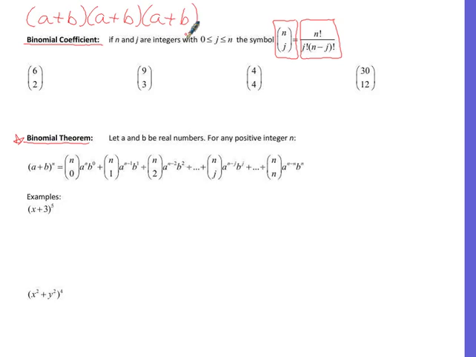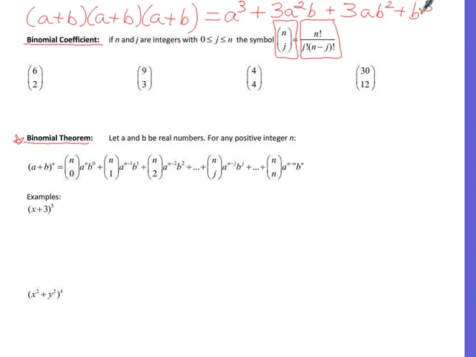And we know how that's going to turn out. It's going to be, so we might as well get this in here. A to the 3rd plus 3A squared B, and here comes another 3 for the coefficient, A B squared, B to the 3rd. So if you multiplied that out the long way, that's where you're going to end up.